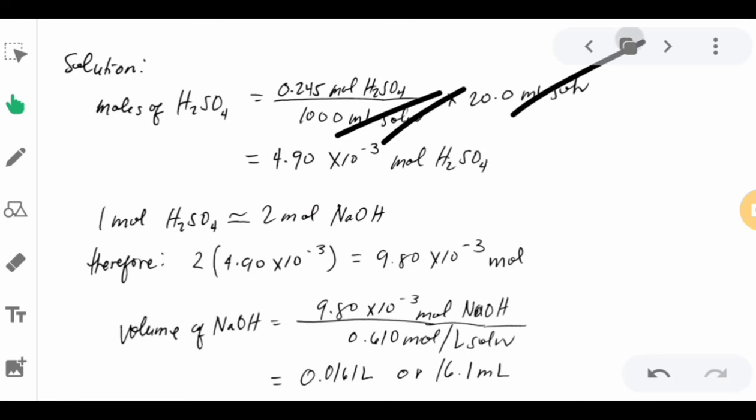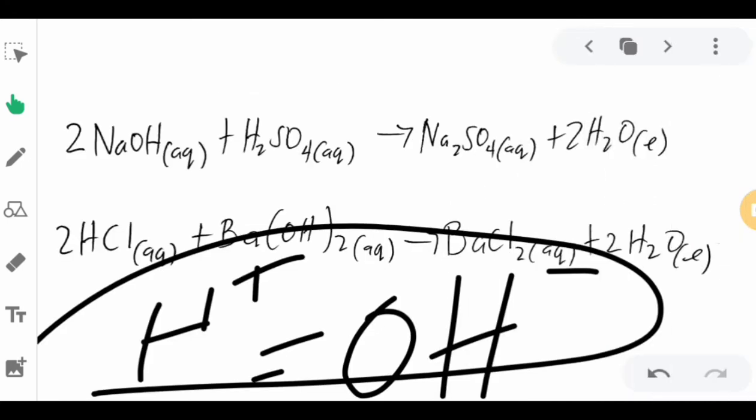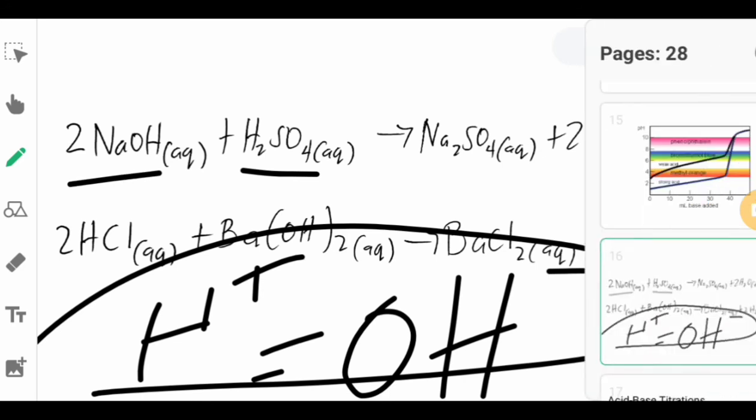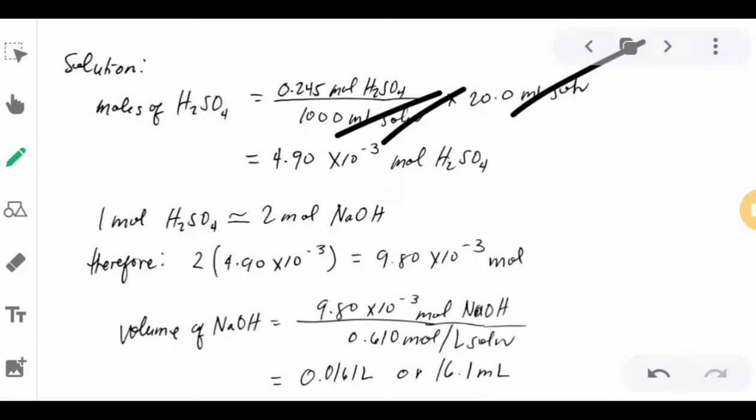So, we all know from this equation that 1 mole of sulfuric acid in a reaction is equivalent to 2 moles of sodium hydroxide. So, that is 2:1. Therefore, if 1 mole of sulfuric acid is equivalent to 2 moles of sodium hydroxide, you have to get twice the mole. 2 times 4.90 times 10 raised to negative 3, 2 times the mole of sulfuric acid, is equal to 9.8 times 10 raised to negative 3 mole, and then you can get the volume of sodium hydroxide.